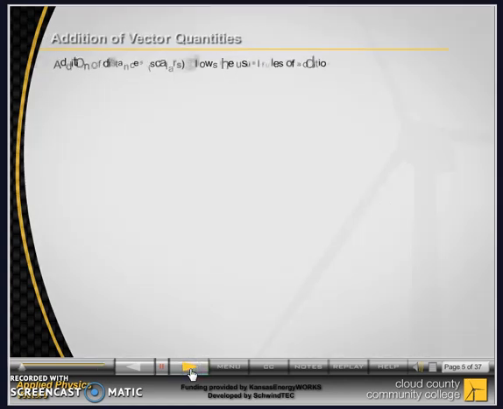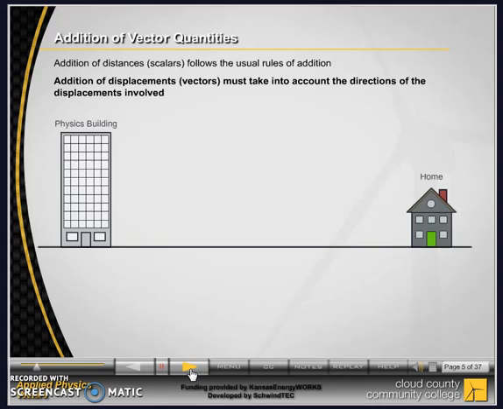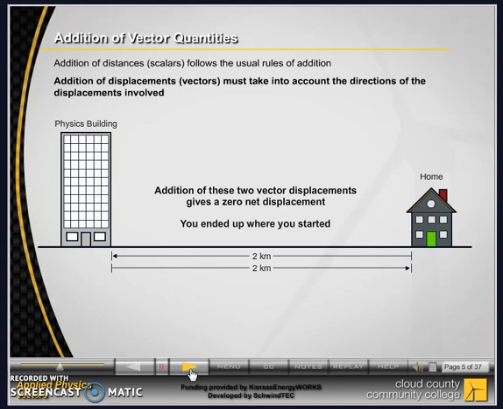The addition of distances or scalars follows the usual rules of addition. The addition of displacements or vectors must take into account the directions of the displacements involved. In this example, the first displacement, from your home to the physics building, and the second displacement, from the physics building to your home, are in opposite directions. The addition of these two vector displacements gives a zero net displacement. You ended up where you started.